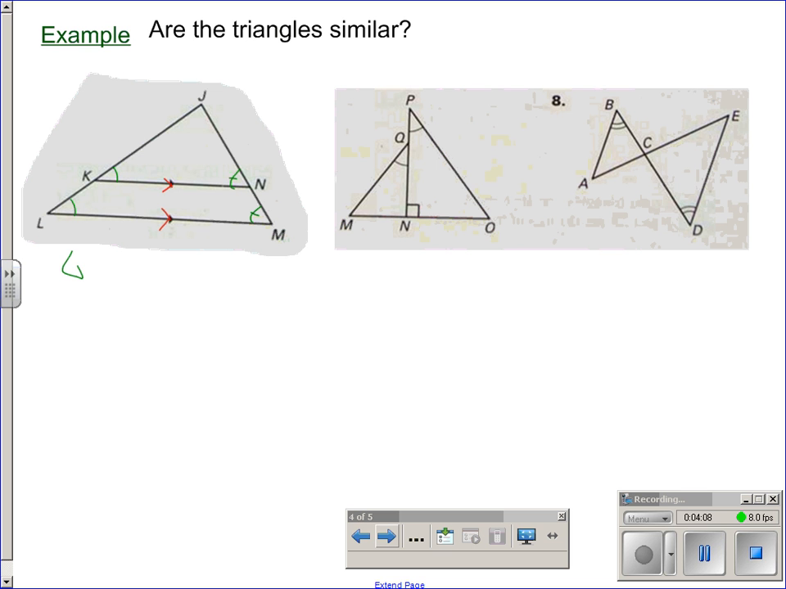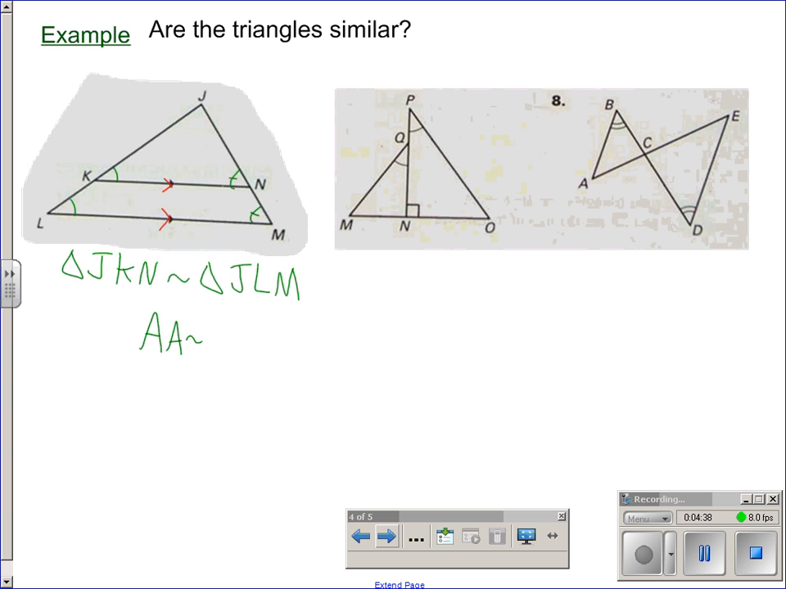That means triangle JKN, the smaller one on the top, is going to be similar to triangle. And now don't forget about corresponding order. Point J was first. Point J is the same in both of these triangles, so it will go first also. Angle K corresponded with angle L, and then N corresponded with M. So these two triangles are similar because of angle-angle similarity.